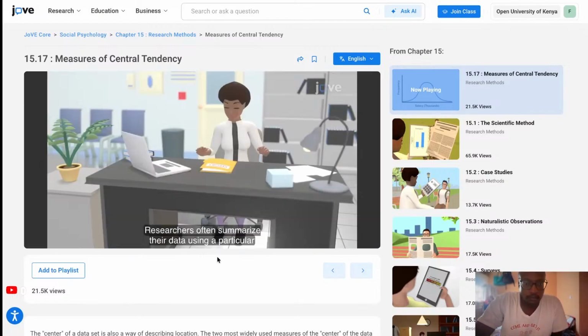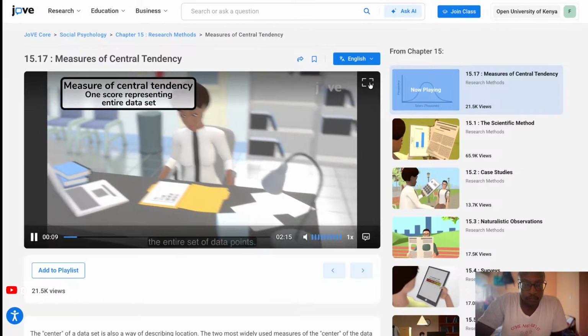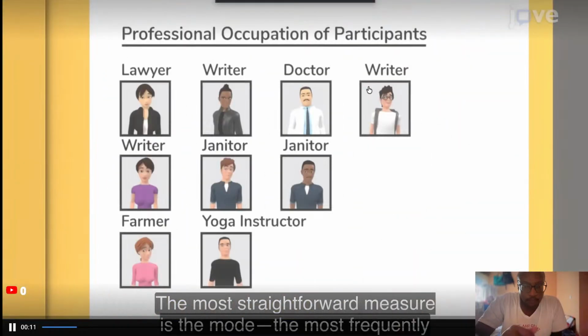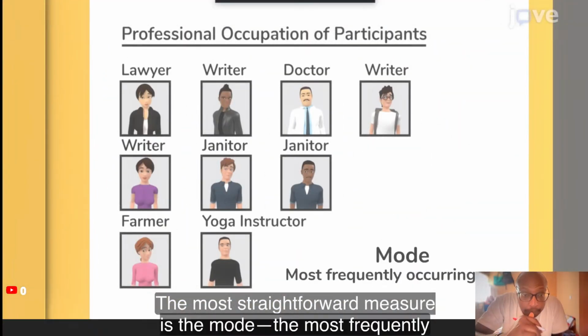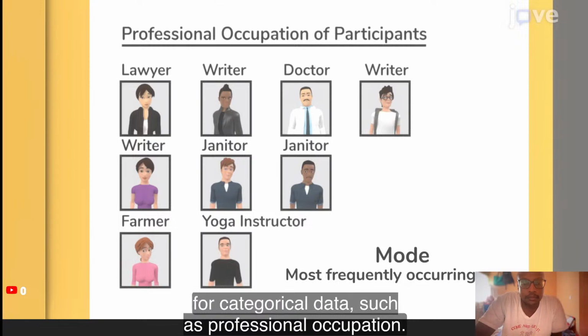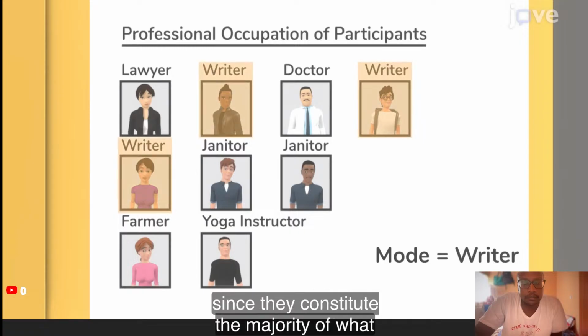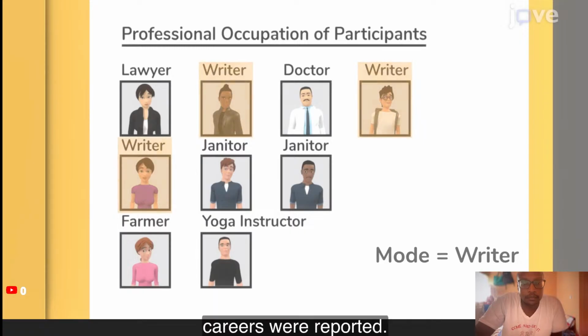Researchers often summarize their data using a particular measure of central tendency, one score that represents the entire set of data points. The most straightforward measure is the mode, the most frequently occurring score, which is useful when computing totals for categorical data, such as professional occupation. Here, the mode is noted as writer, since they constitute the majority of what careers were reported.